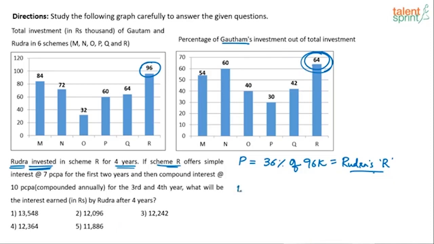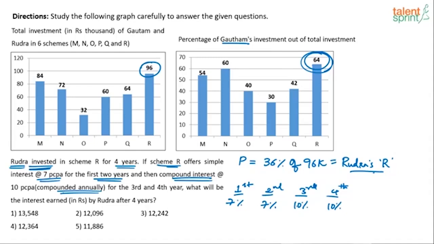See, understand, very simple calculation. First year, second year, third year, fourth year. What does it say? For first 2 years, you'll get 7% per annum. So this will give you 7%. Here also you'll get 7%. Third and fourth year is a compounding process, compounded annually. At what rate? 10%. 10% in third year, 10% in fourth year, but it's a compound interest.